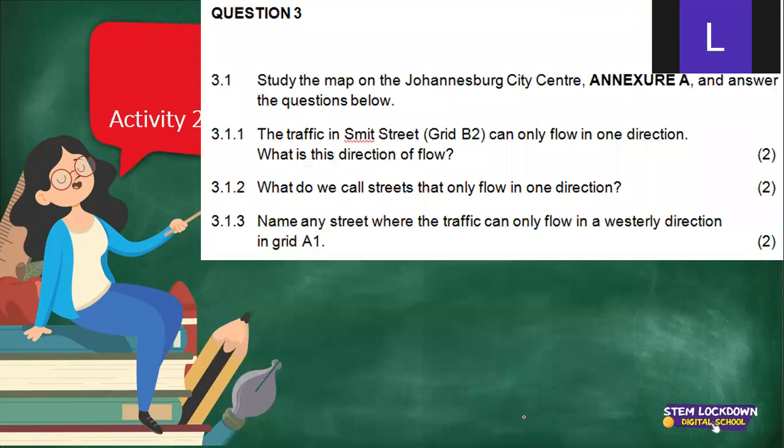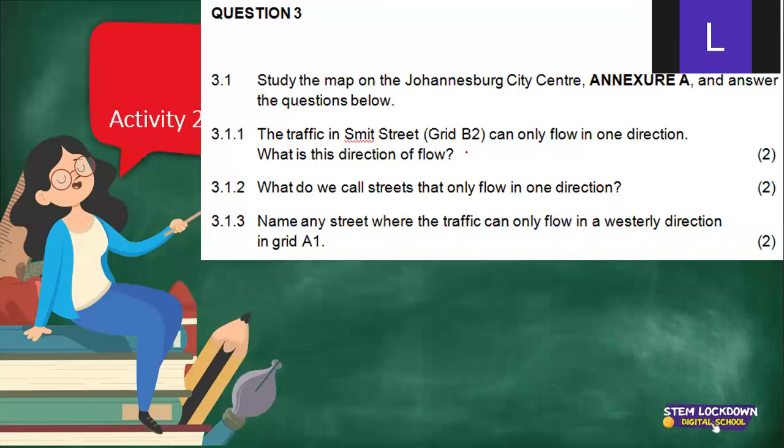First question. Okay, the statement says study the map of Johannesburg city center in Annexure A and answer the questions below. Okay, number one, the traffic in Smith Street in grid B2 can flow in one direction. So what is that direction of flow? What is the direction of flow? In this case, don't you know your general direction? North, east, south, and west.